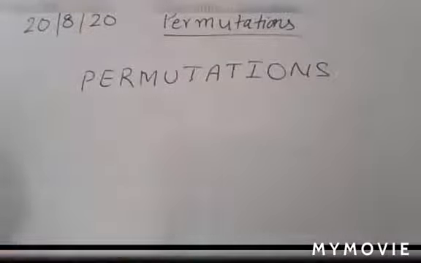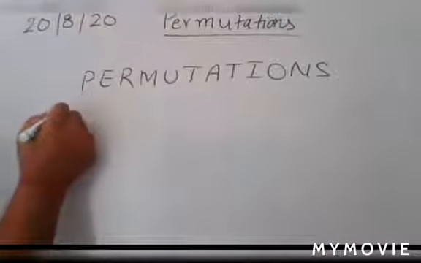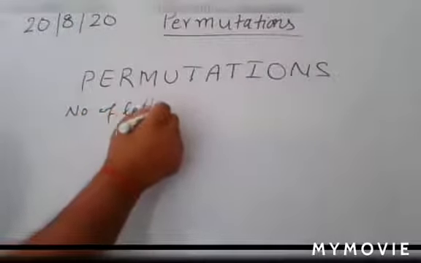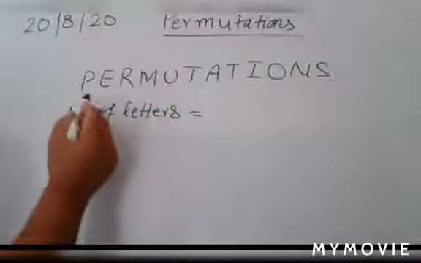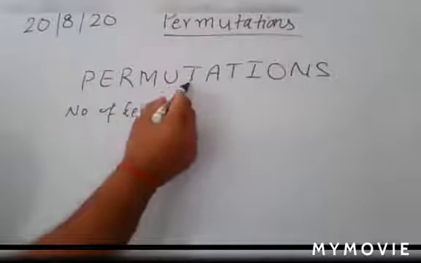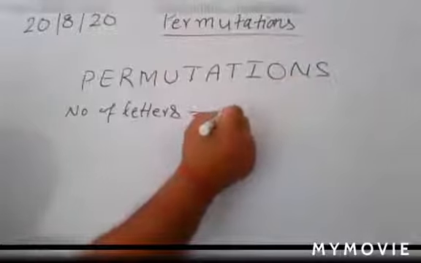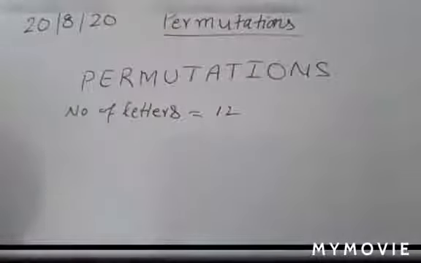Here you have been given a word, PERMUTATIONS. So you have to find the total number of words which start with P and end with S. First of all, here you count how many letters are given. Number of letters: if you count it, 1, 2, 3, 4, 5, 6, 7, 8, 9, 10, 11, 12. So 12 letters are there, in which some of the letters are repeated also.